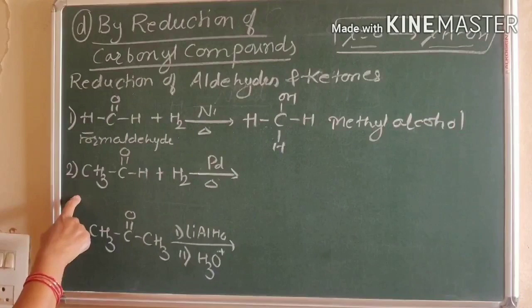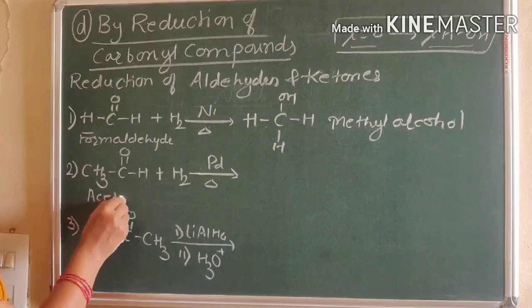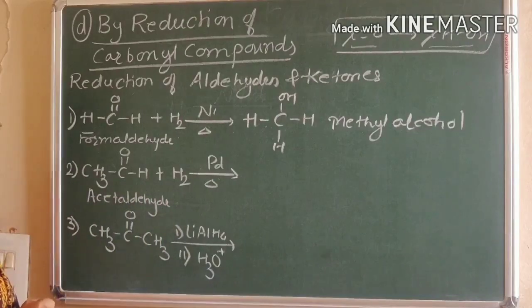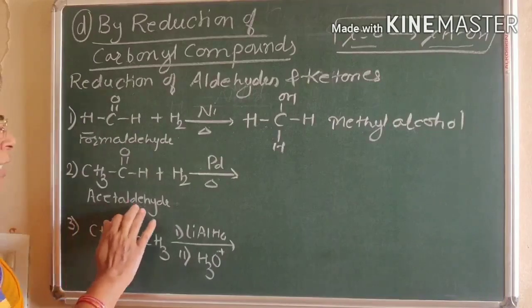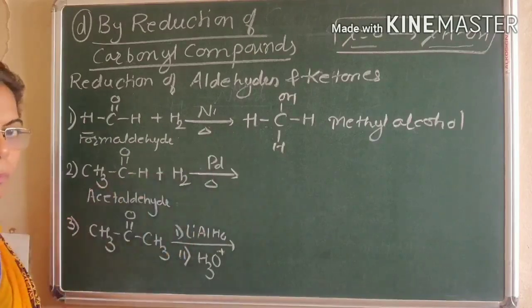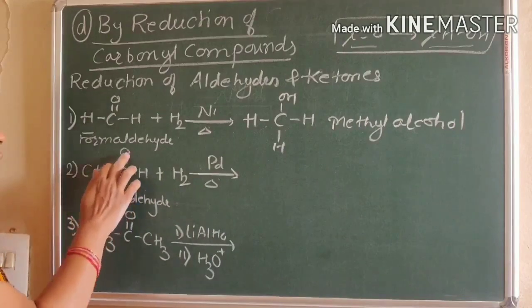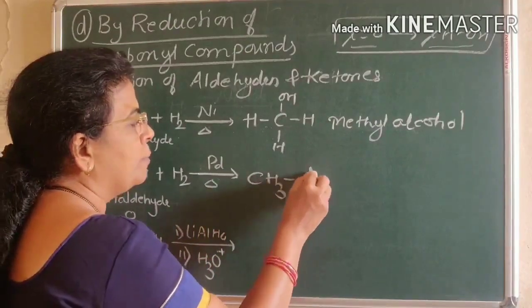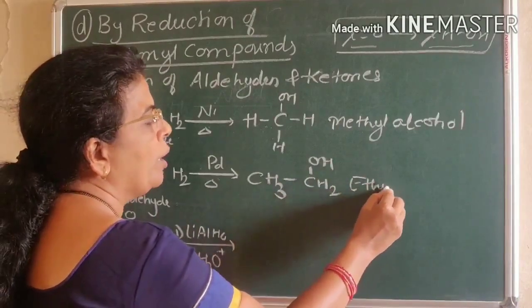Now second example, this compound CH3 C double bond O H is acetaldehyde, or the name of this compound is also ethanal. Now when this acetaldehyde, or ethanal, undergoes hydrogenation in presence of palladium, then addition of this H2 takes place across the double bond of this carbonyl group to form alcohol. This is ethyl alcohol or ethanol.